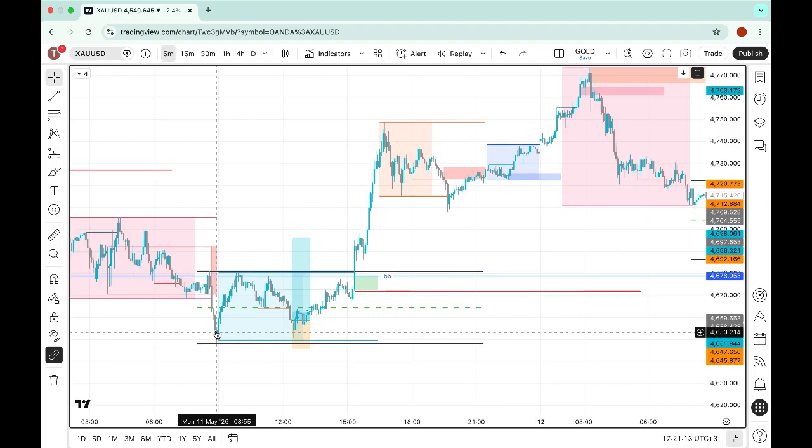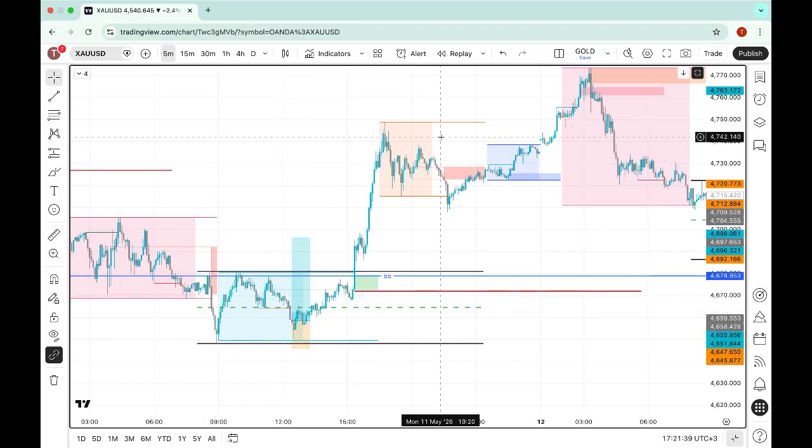So order blocks also attract price because the big institutions mostly don't place orders just once. They are dealing with a lot of orders, so they can place half of their orders or a quarter, and then push price back to that zone so that they can execute the remaining orders. So that's why price comes back to that order block and then moves aggressively.